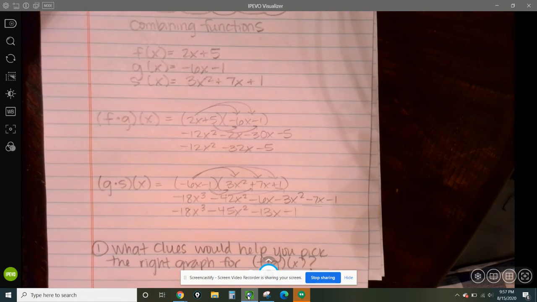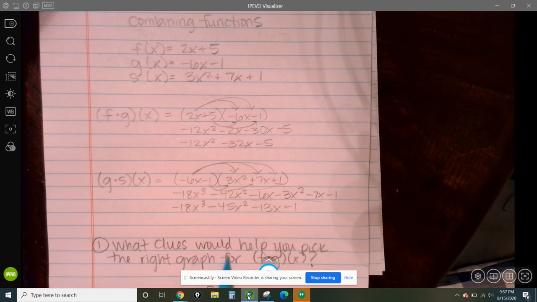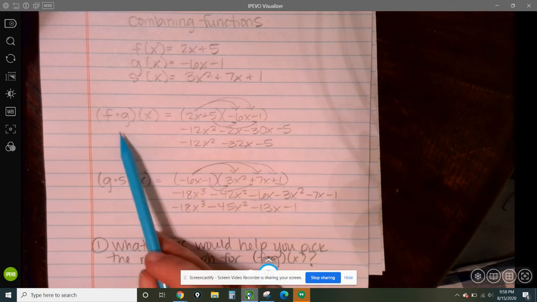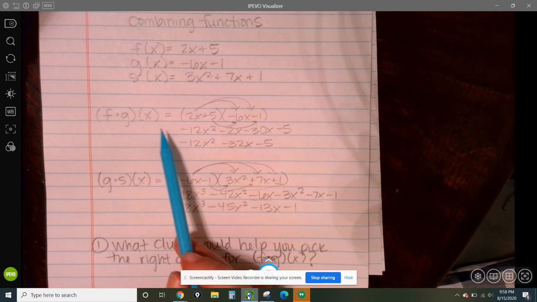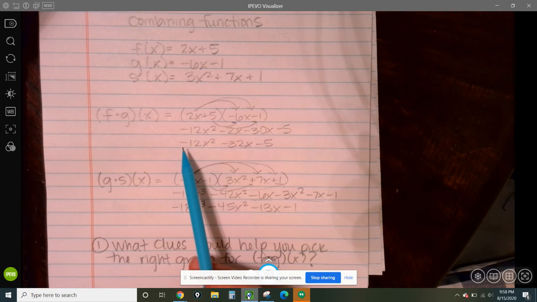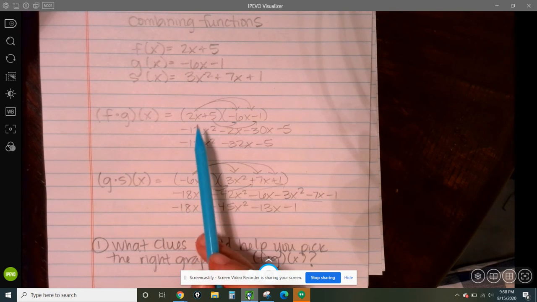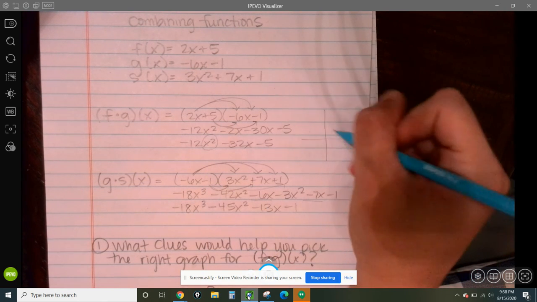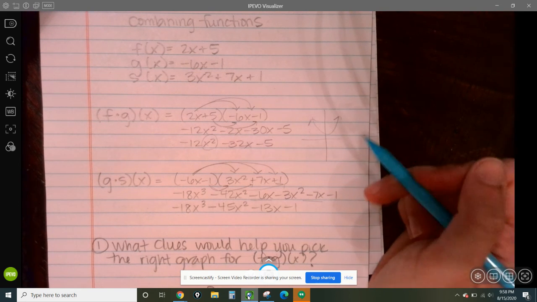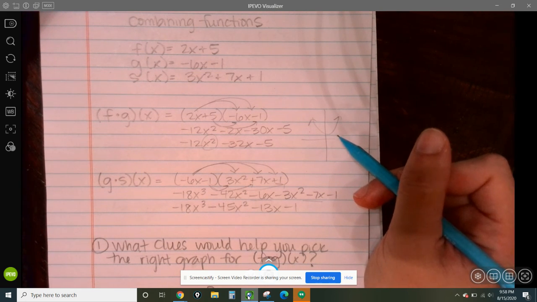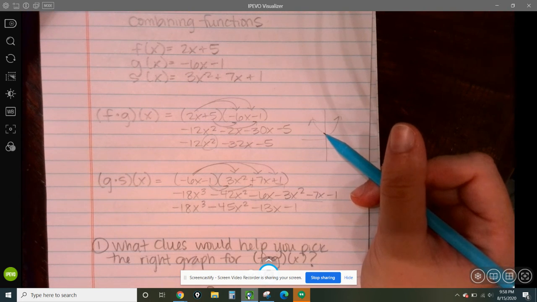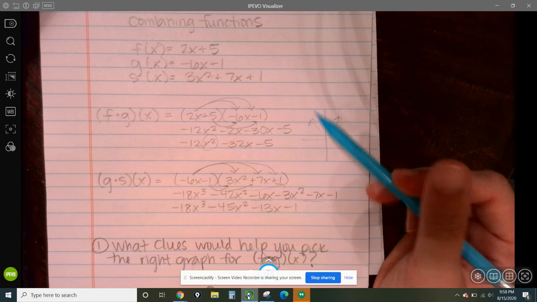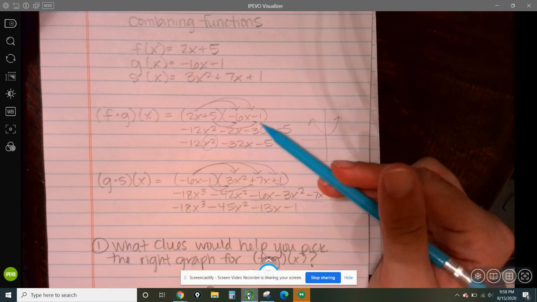What this question is going to ask you about is what clues would help you pick the right graph. In this problem, they say Bob is trying to figure out which graph goes along with f times g of x. What clues would tell Bob what is the right graph to pick? Because it was linear times linear, now we have this x squared. You should know what the graph of an x squared looks like. We should have some sort of parabola because now it's x squared. The clues that you would look for would be the shape of the graph, which one has an x squared. Those are the types of clues that you're looking for for f times g of x.